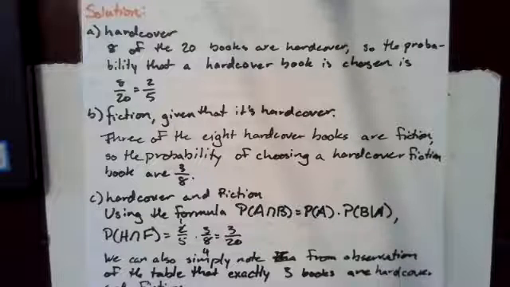Solutions. The probability that it's hardcover. 8 of the 20 books are hardcover books, so the probability that a hardcover book is chosen is 8 out of 20, or 2/5. Fiction, given that it's hardcover. 3 of the 8 hardcover books are fiction, so the probability of choosing a hardcover fiction book is 3/8.